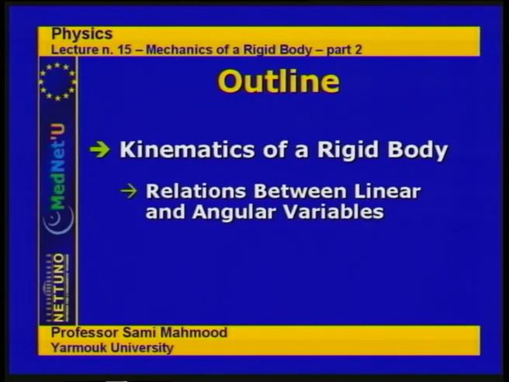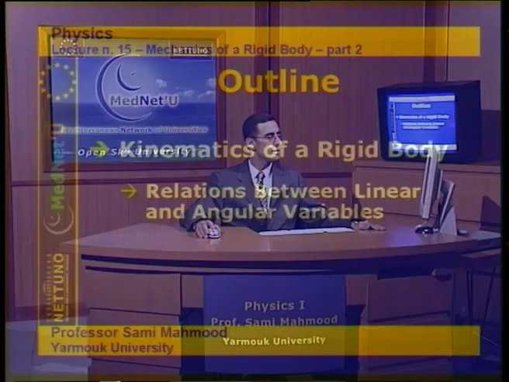And in this context, we will discuss the relation between the linear variables of motion that we have derived for translational motion of a single particle, and the angular variables that are related to the rotational motion of a rigid body that we developed in the previous lecture.